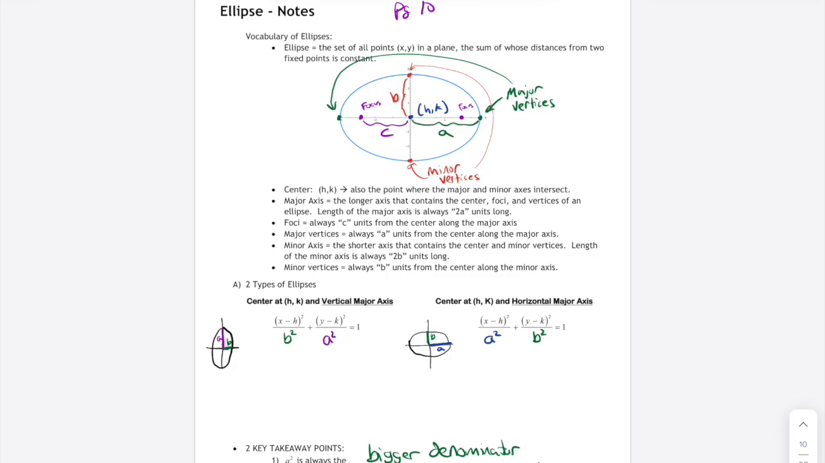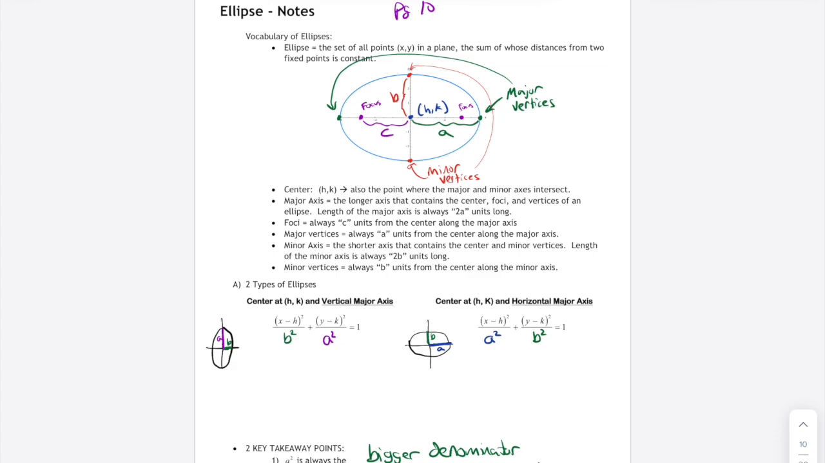Okay. And why that matters is because the formula for the foci is c squared equals a squared minus b squared. Okay. Kind of has a Pythagorean theorem feeling to it, but it's subtraction.